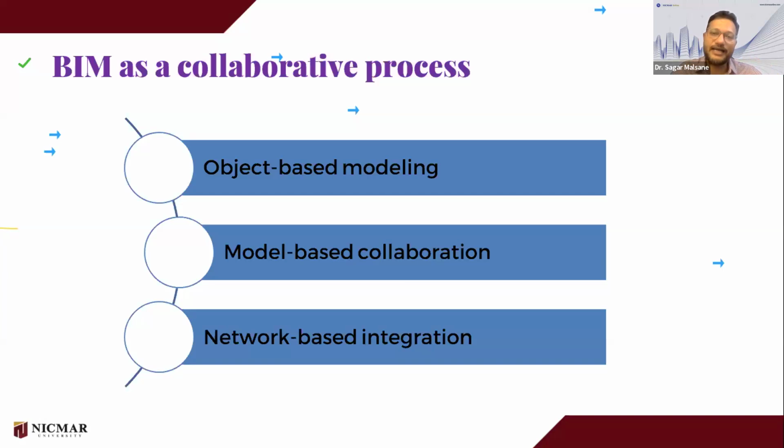BIM also allows sustainability experts to embed sustainability related information into the 3D models. For example, if you want to use eco-friendly material in your 3D model, through BIM you can do all those kinds of permutation combinations. So the first part of BIM is object-based modeling or model authoring.